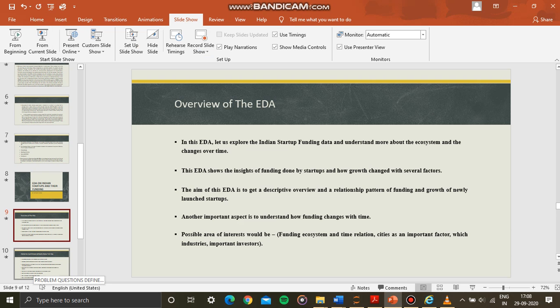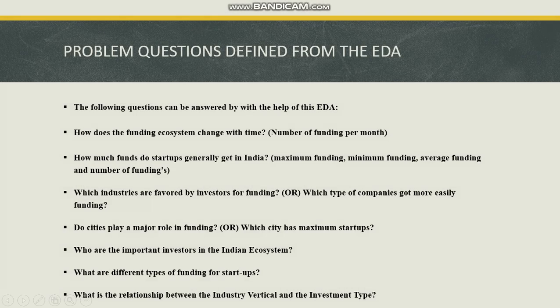And now let's head to the questions which are framed from the analysis. The following questions can be answered with the help of the EDA. How does the funding ecosystem change with time? How much funds do startups generally get in India? Which industries are favored by investors for funding? Does city play a major role in funding? Who are the important investors in the Indian ecosystem?